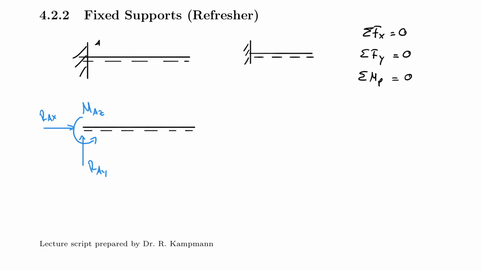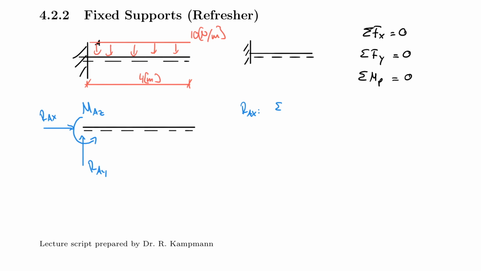So let's look at how that is implemented. For example, if I were to place a self weight on there, so let's pretend that this here has a self weight and I use just, let's say, 10 newton per meter. And let's make our life easy and make it 4 meters long.